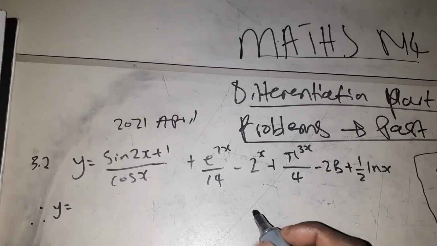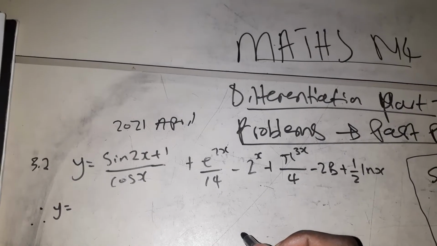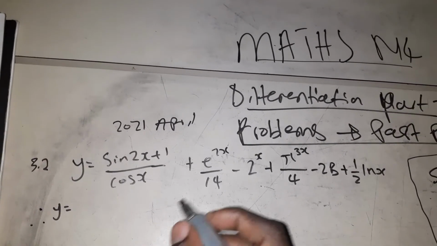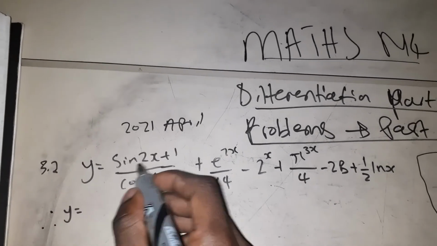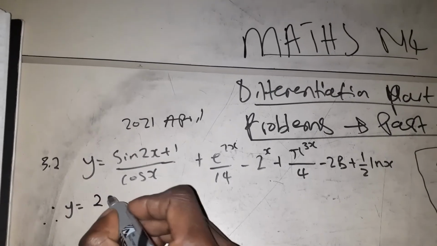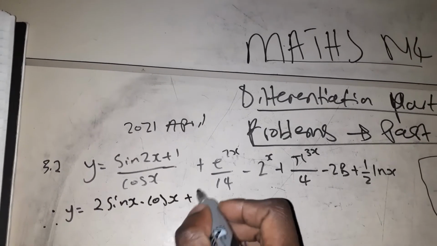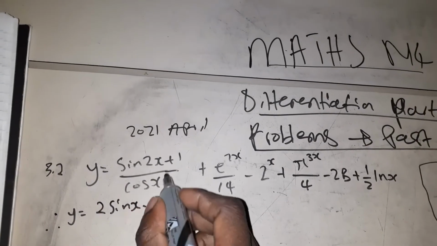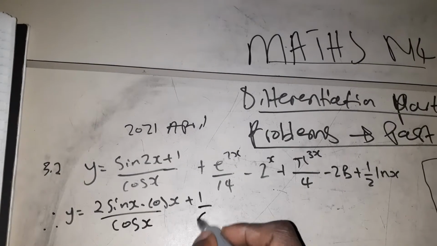The reason why I'm removing fractions is because I want you to understand and to get the right answers. So most of the time, students become confused when they see something like this. So let's try to simplify first. We know that sine 2x is a double angle identity. So we'll have something like 2 sine of x multiplied by cos of x, then plus 1. Remember that the cos of x applies to both of them, then over cos of x.